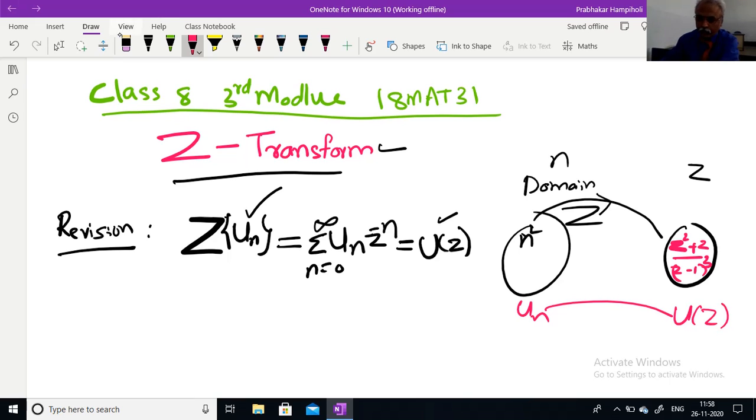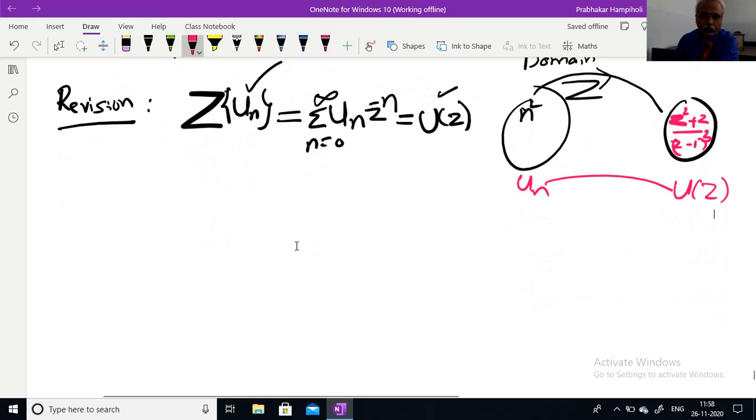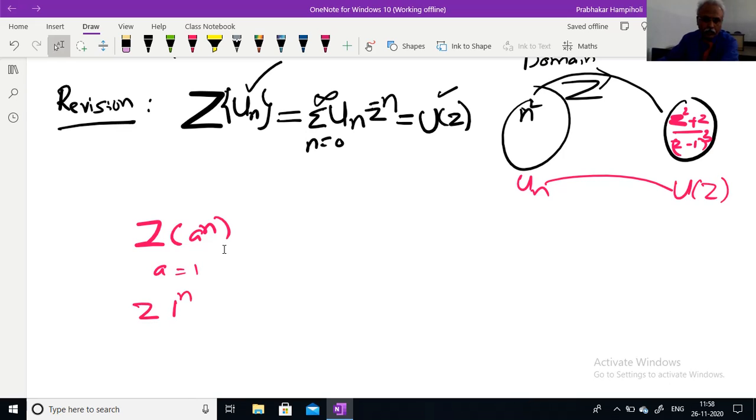Yesterday, we listed many such transformations. So what are the formulae we listed? For example, the first one was Z of a raised to n. Then if you put a equal to 1, Z of 1 raised to n, which we call Z of 1 only. Now first let me write the corresponding Z functions. This corresponding Z function was z by z minus a.